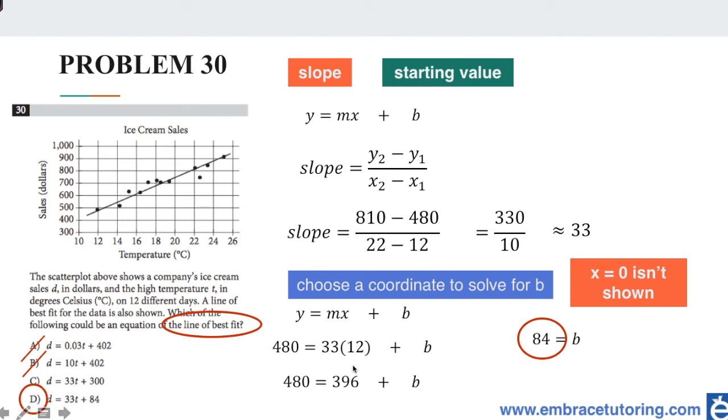Now the reason why I had to plug these in in order to solve my equation is because I don't have an x equals 0 in this instance. If I had x equals 0, then yes, I could look at the graph visually, but because I don't have an x equals 0 on my graph, I actually need to plug these in by choosing two coordinates in order to solve for what b would have been.